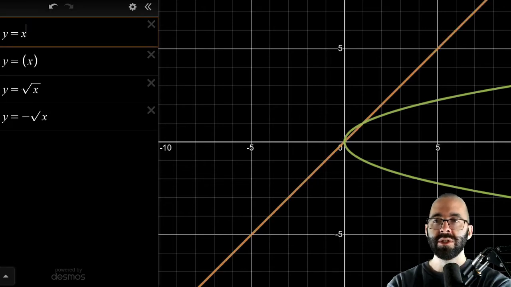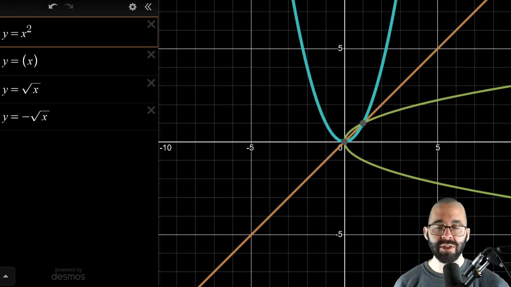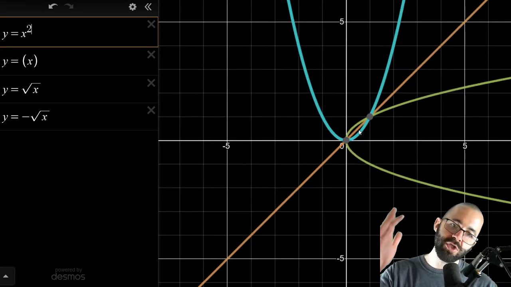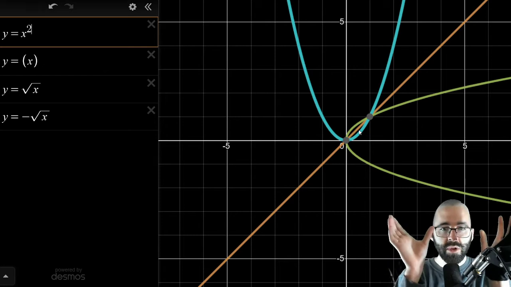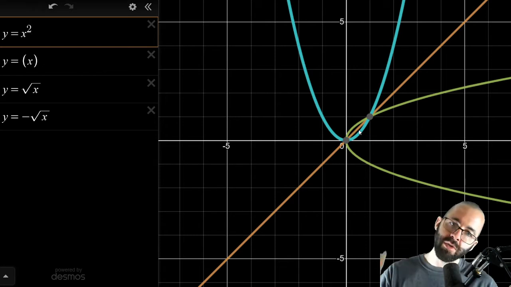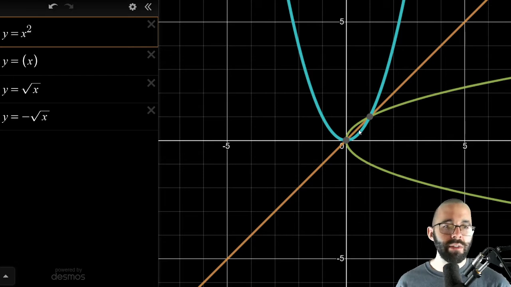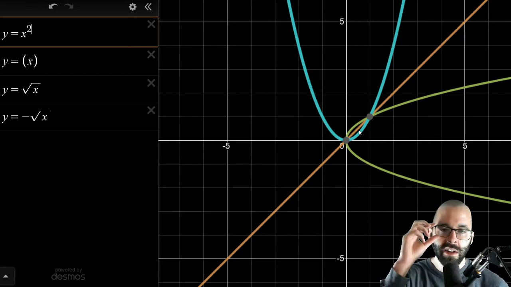Well, what was the original parabola that we were trying to find an inverse function for? Notice we still have that symmetry, right? We still have that reflection. The blue graph and the green graph are the same thing, reflected over that diagonal line. But the problem is the green graph is no function, all right?